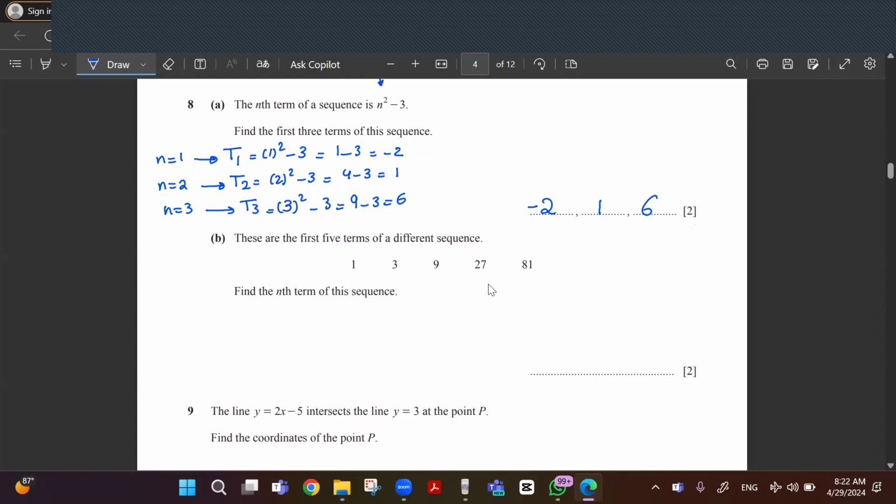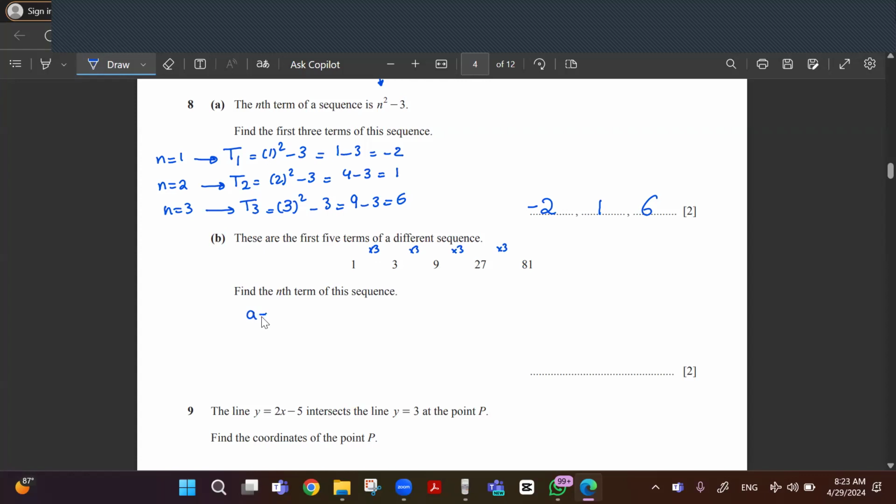But here, ask yourself: 1 multiplied by something gives me 3, or 3 divided by 1 equals 3. 9 divided by 3 equals 3. 27 divided by 9 equals 3. 81 divided by 27 equals 3. So I am multiplying by 3 every time. So this is a very clear geometric sequence.